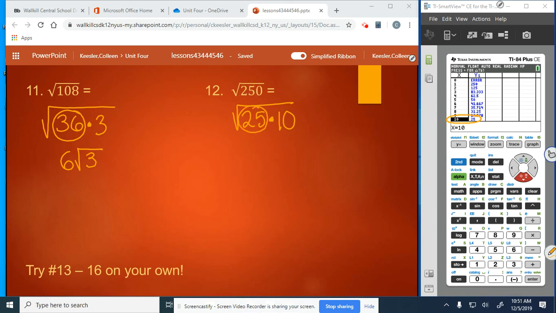Square root of 25 is 5, and we leave the 10. And again, 10 I know is as simple as I can get because 10's factors are only 1 and 10 and 2 and 5, and neither of those are perfect squares. So that's as simple as it's going to get.